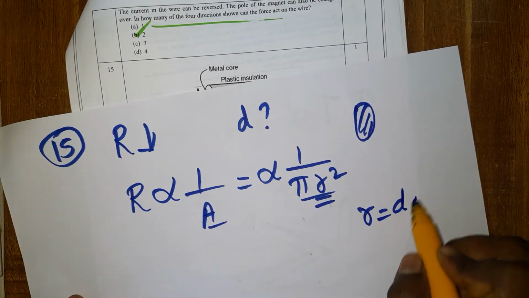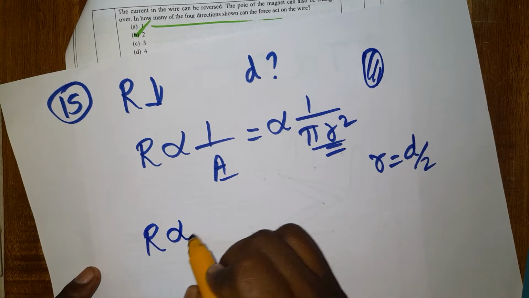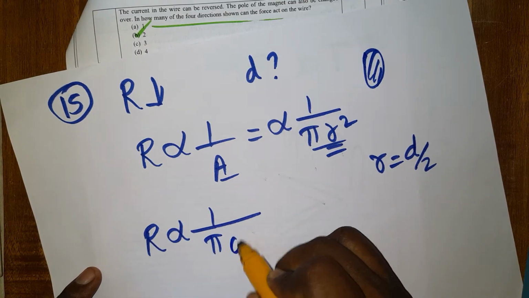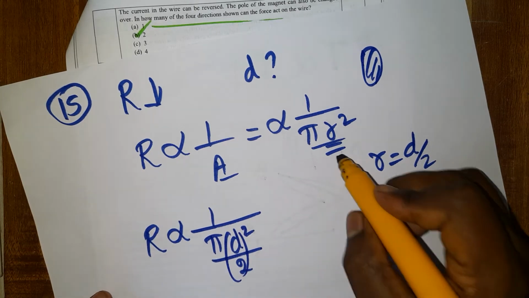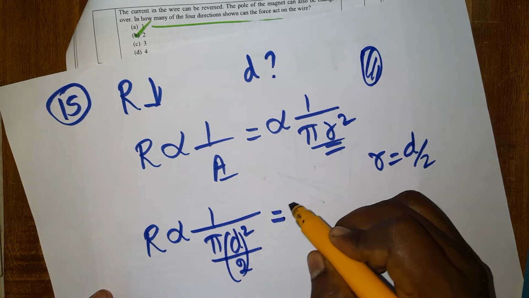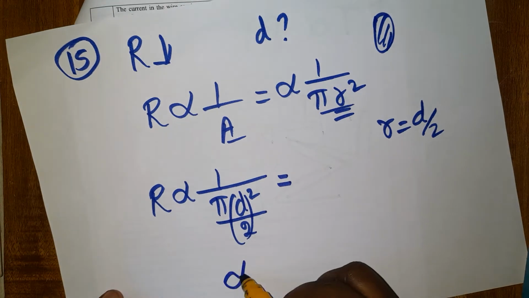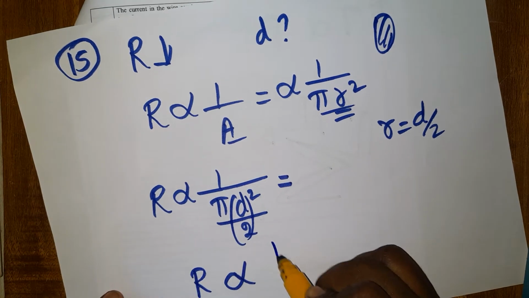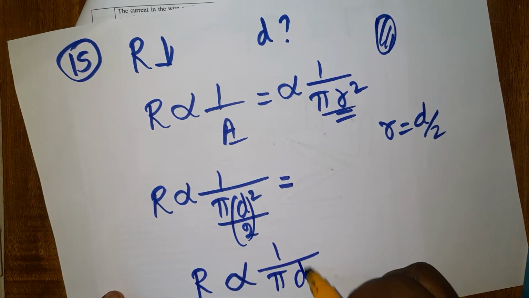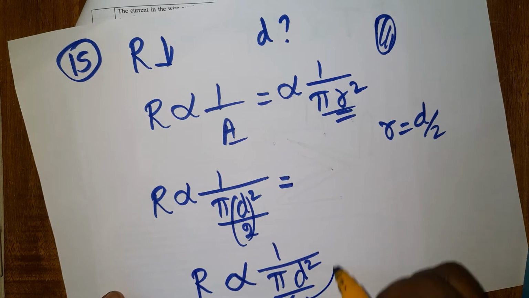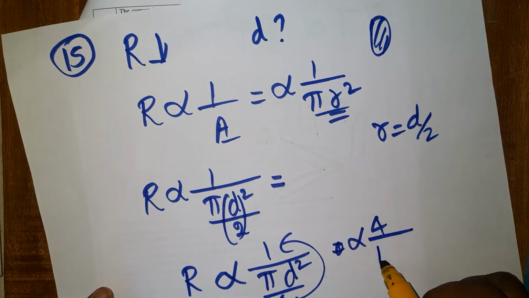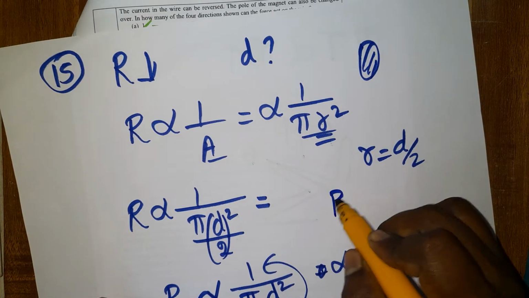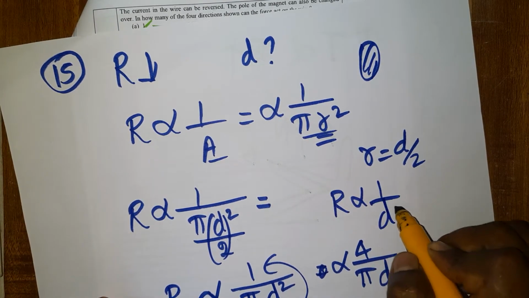Radius is equal to diameter divided by 2. So resistance is inversely proportional to pi d square divided by 2, that's d by 2 whole square, because the radius is d by 2. So resistance is inversely proportional to pi d square divided by 4. The denominator 4 will go to the numerator, so resistance is directly proportional to 4 by pi d square. Resistance is inversely proportional to diameter square.